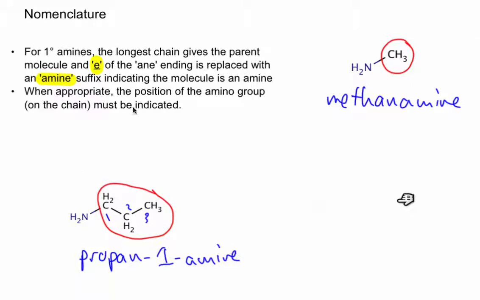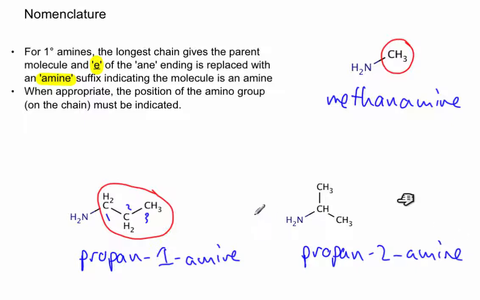Okay, what would be an isomer of propan-1-amine? Well, this would be an isomer of propan-1-amine, and I think you can see why that would be called propan-2-amine. Again, the amino group, this amine that gives it the name, is attached to carbon 2. So propan-2-amine.